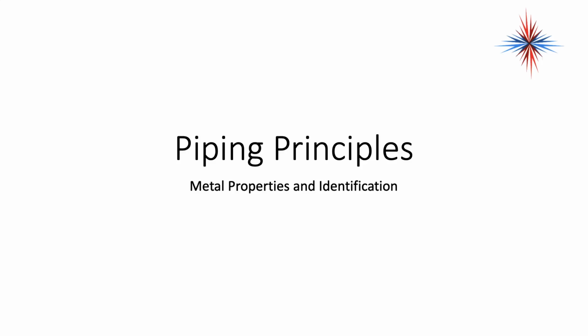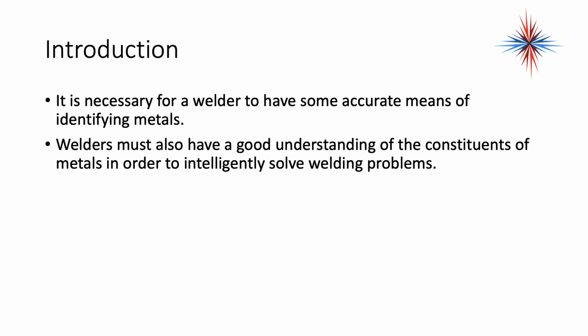In this video, we're going to talk a little bit about metal properties and identification. And this becomes very important as you start working with any metal piping, tubing, or other pieces of metal. Even if you're not welding, you might be brazing, you might be soldering, but it's really important to know what type of metal you are working with.